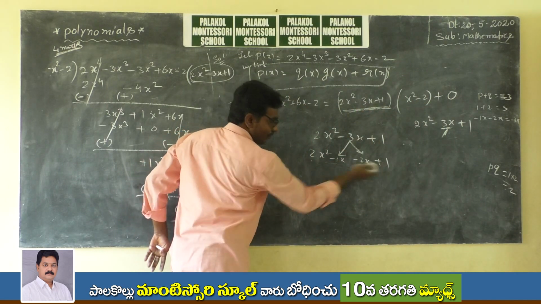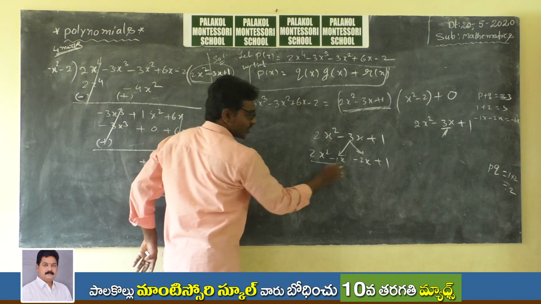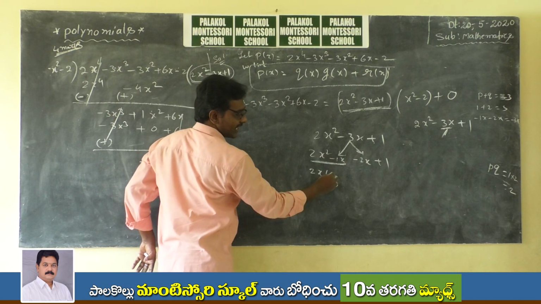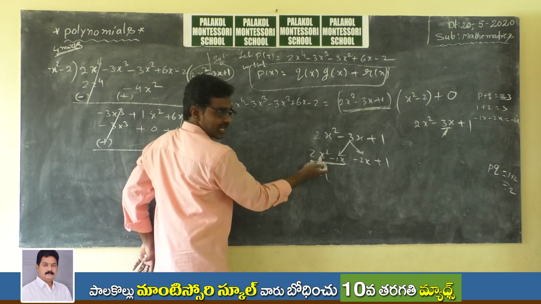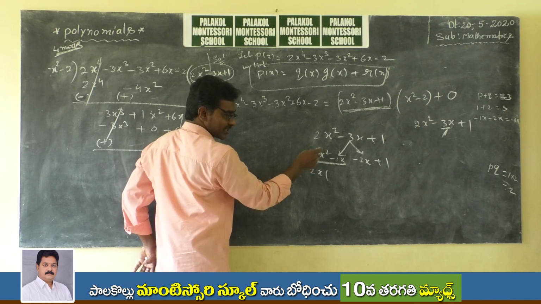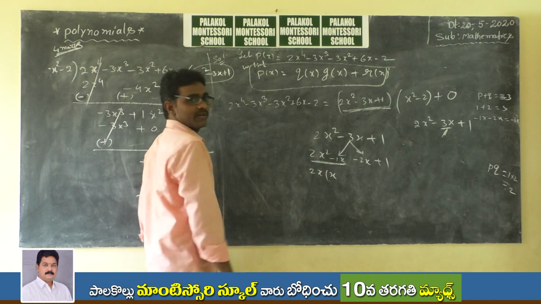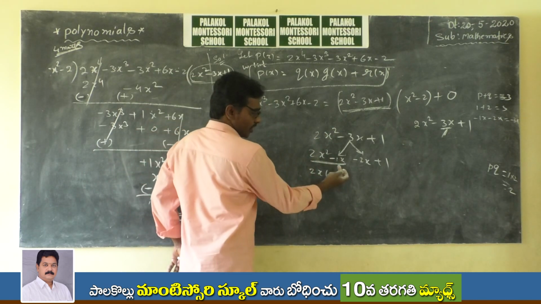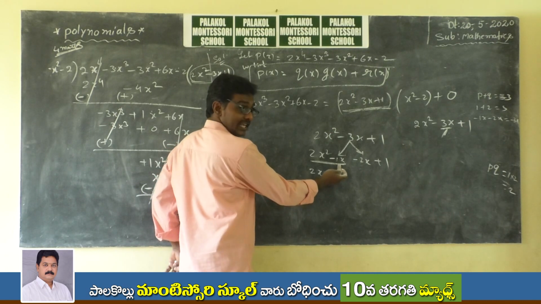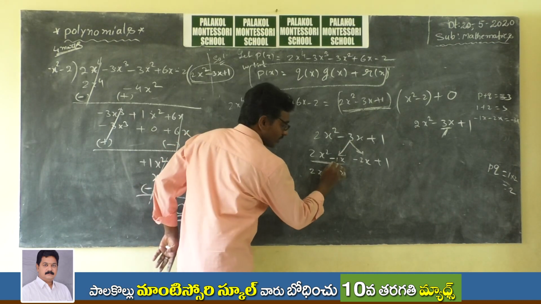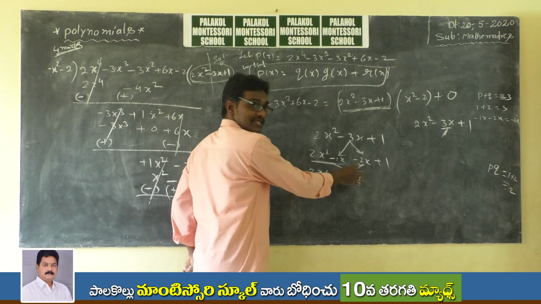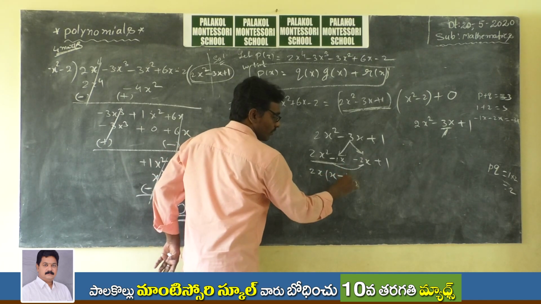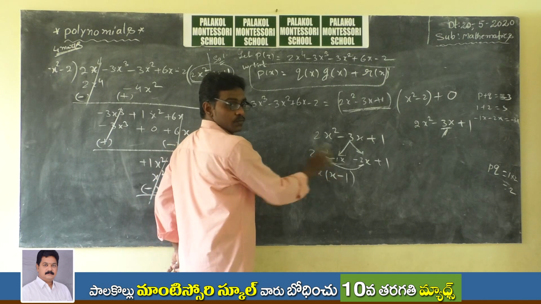How many terms are formed? 4 terms are formed. In the first 2 terms, 2x is common. What remains here? In the first term, x is remaining. What is the sign here? Minus. So 2x is not there here, don't worry, go to the next term. Here 2x is there, so minus 2x is common. What remains here? 1. So x minus 1.